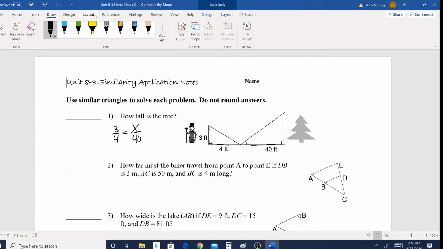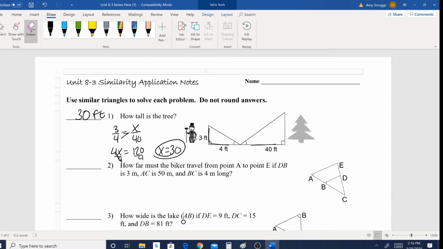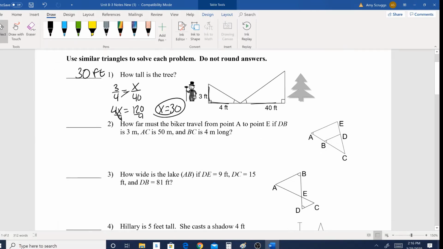But if we set this up as a proportion, we can cross multiply and solve. So 3 times 40 is 120, and then 120 divided by 4, we get that x is equal to 30. So our tree is 30 feet tall. Okay, moving on along here.